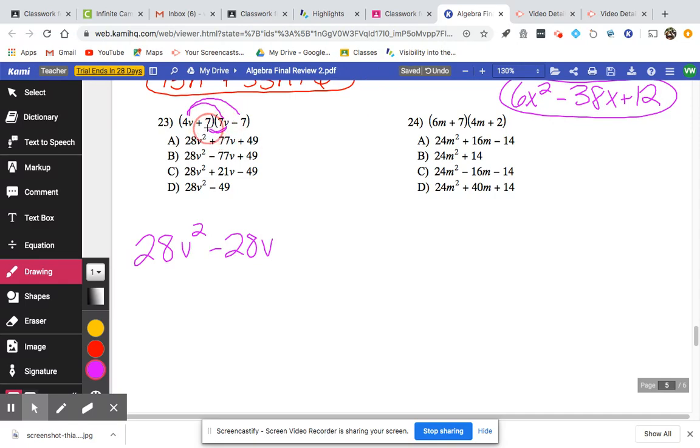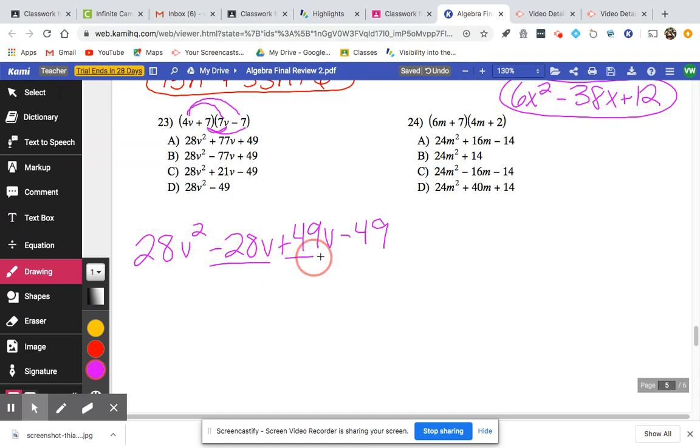Your inners are the ones that are closest together. 7 times 7, that's a positive 49. Don't forget a v. Your lasts are at the end of each parentheses. 7 times negative 7, that's a minus 49. And again, if you're wondering where I'm getting these numbers, use a calculator. I'm just multiplying everything together.